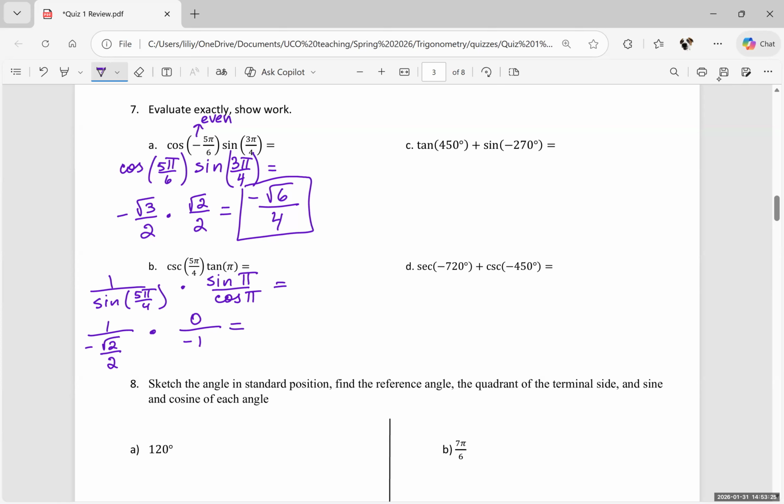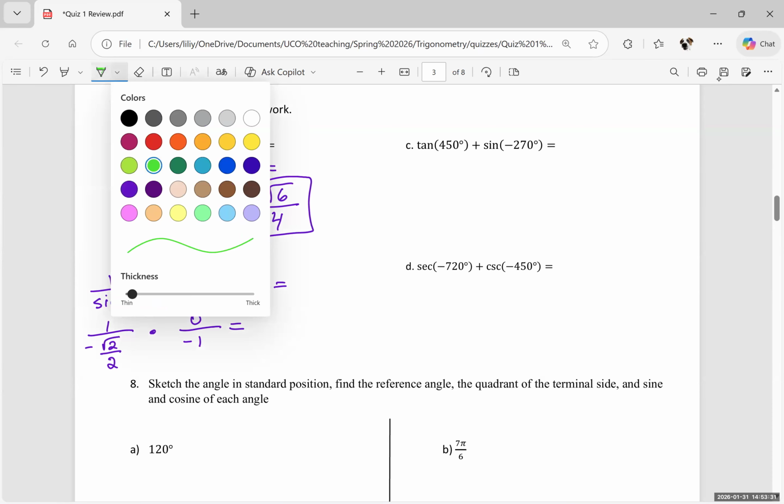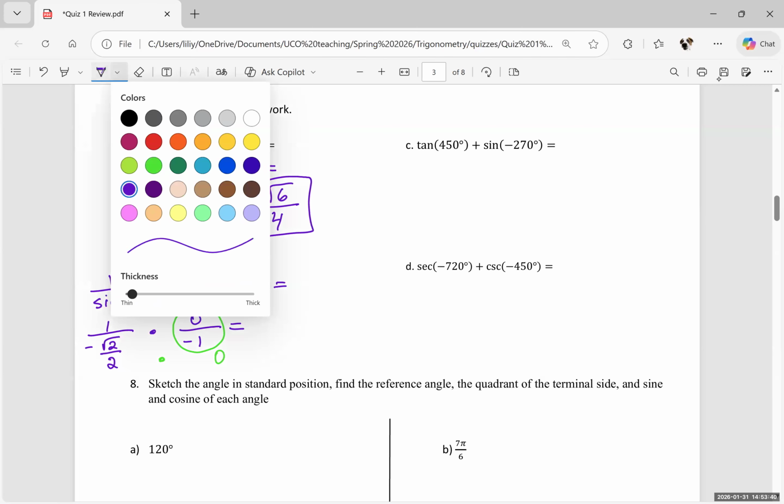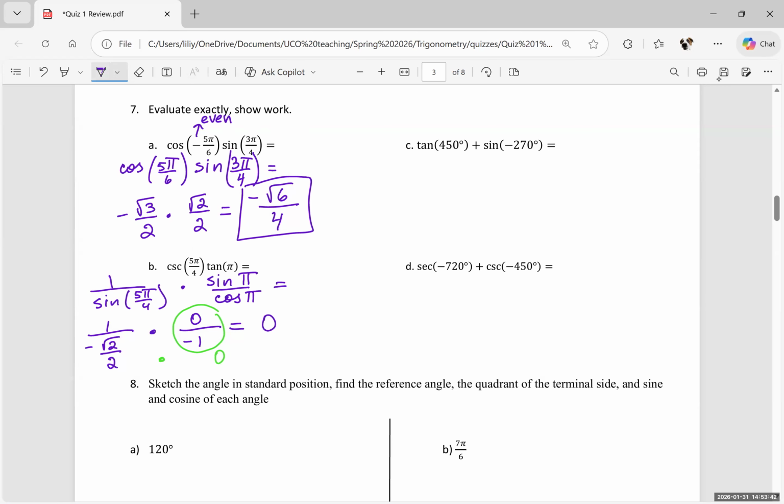0 divided by any number is 0. This fraction gets multiplied by 0. This whole thing is 0, and anything times 0 is still 0. So the overall answer is 0.